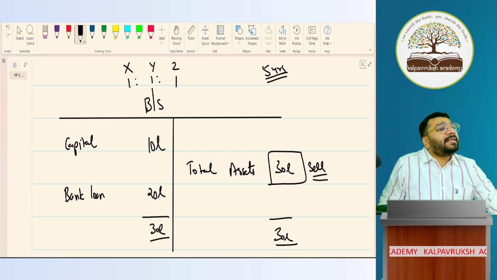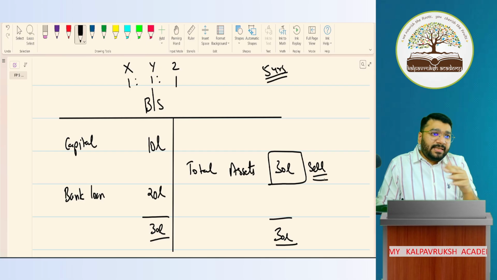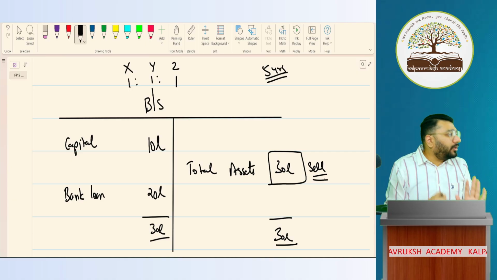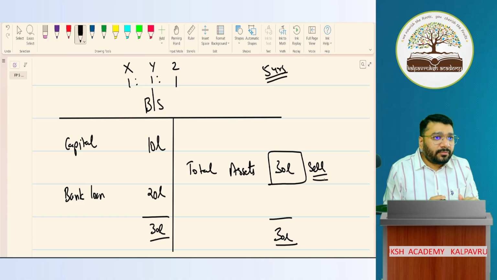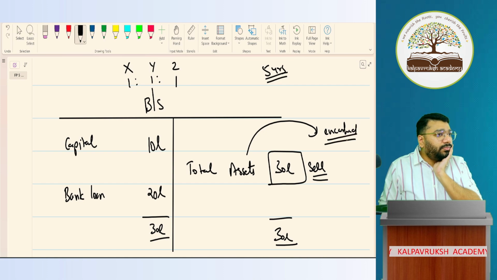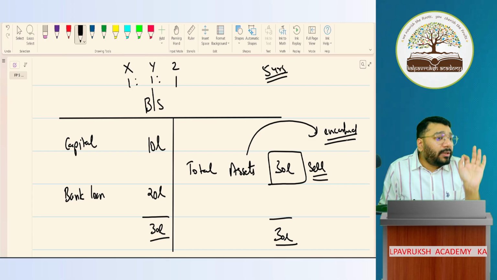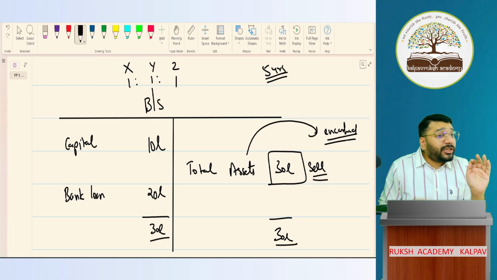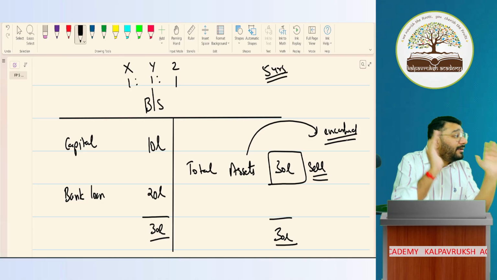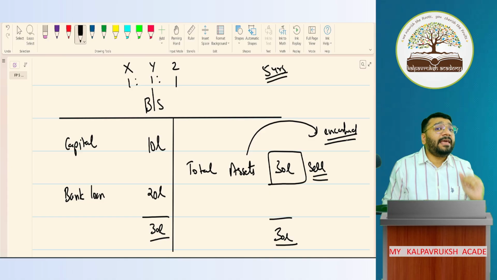You will sell all the assets. Yes or no? Whatever land, building, plant, machinery you have, you will sell it. From debtors, you will recover money. So all the assets will be converted into cash. Now my question to all of you: your balance sheet says that your total assets are worth 30 lakh. Your balance sheet is screaming and saying my assets are worth 30 lakh.